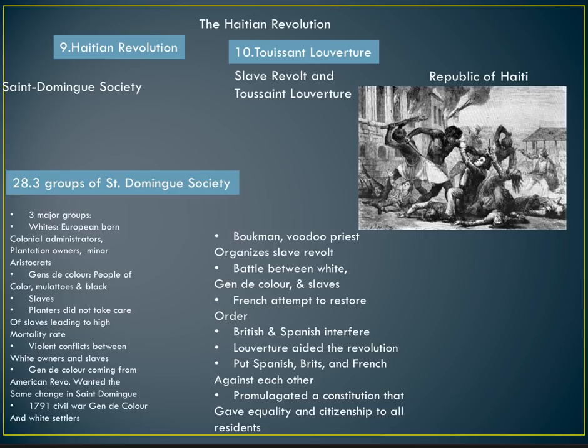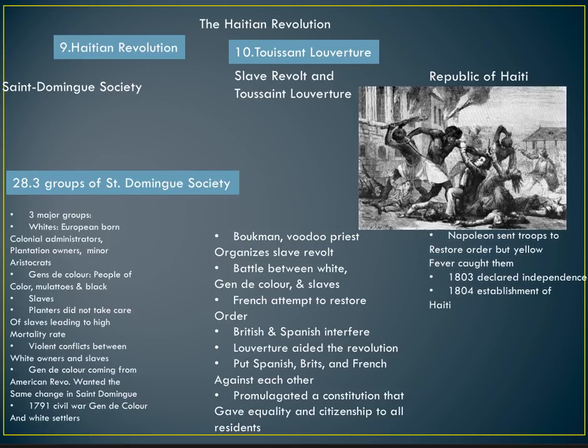And we have Toussaint Louverture. He will aid the revolution. He was one of the well-known black men at that time who helped in the revolution. And they will put the Spanish, the British, and the French against each other, which, if they're not working together, they're not going to defeat the revolt that's happening. And so what ends up happening is that the slave revolt is successful, and they will promulgate a constitution that gave equality and citizenship to all residents there. Gave equality and citizenship to the slaves, the gens de couleur, everybody who was there. And this is going to establish the Republic of Haiti.